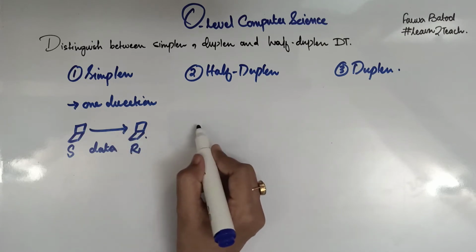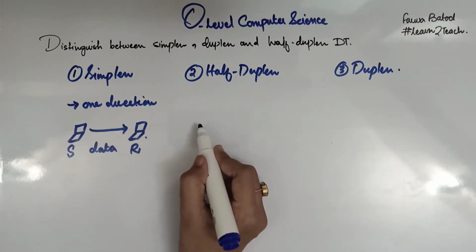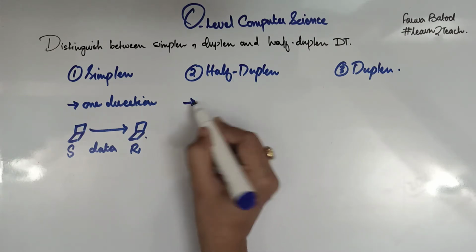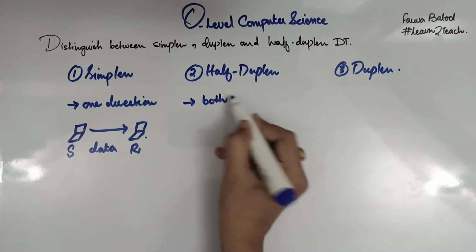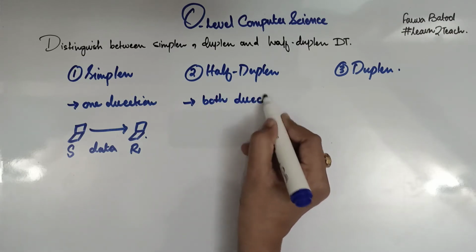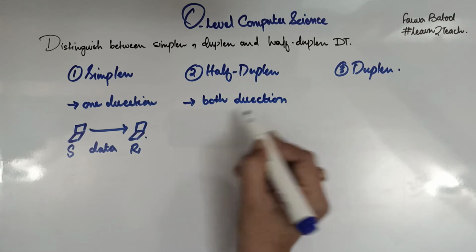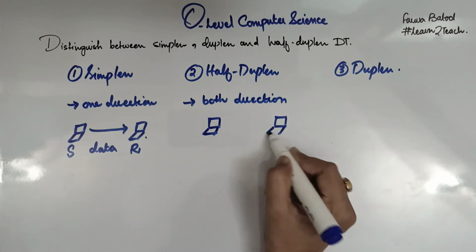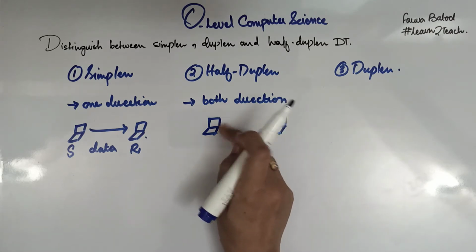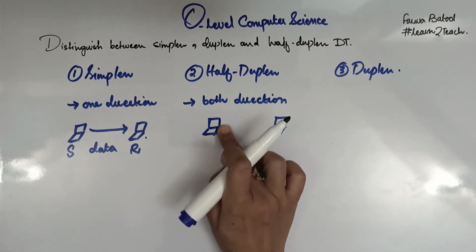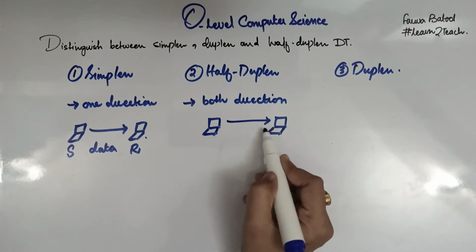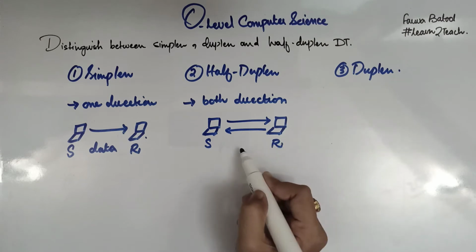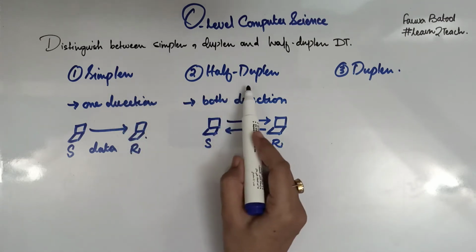Next is half-duplex data transmission. In half-duplex data transmission, I can transmit the data in both directions. What does it mean? You can transmit the data from a sender to a receiver and from the receiver back to the sender, in two directions. So this is the difference between simplex and half-duplex.